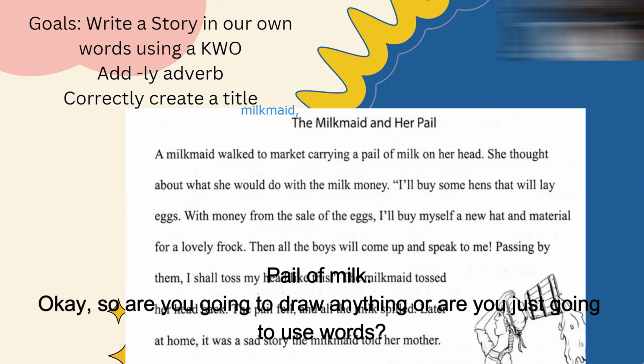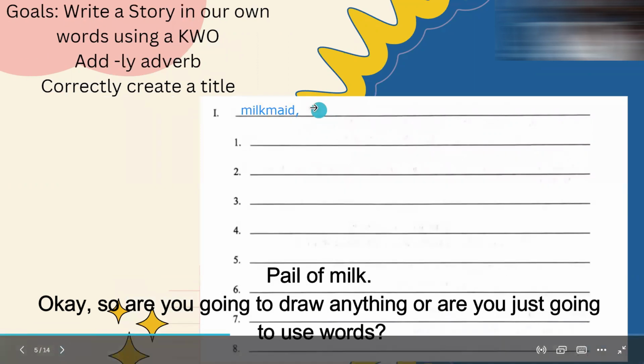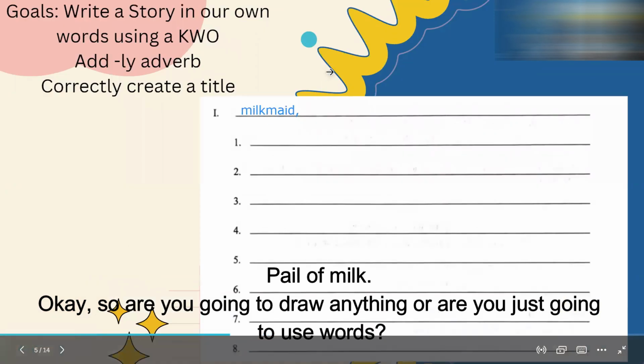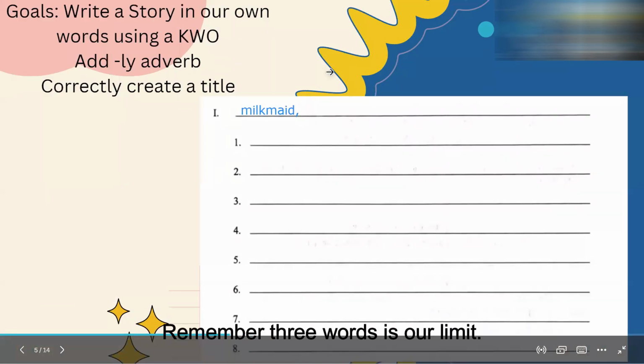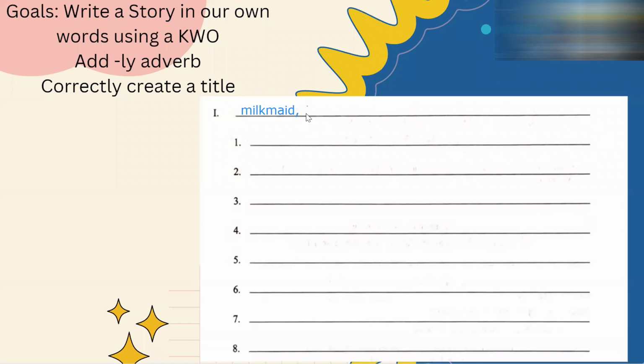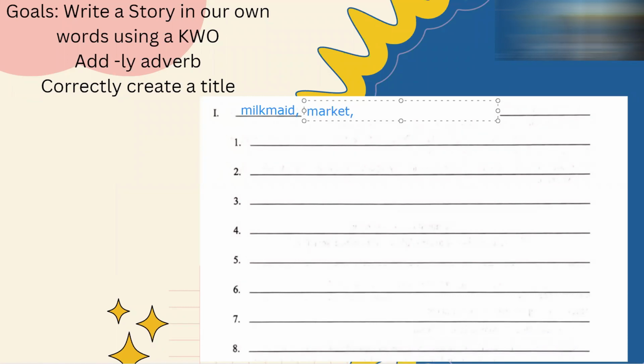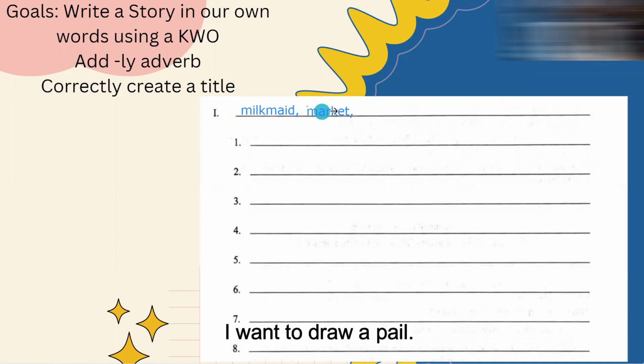Pail, milk. Okay, so are you going to draw anything or are you just going to use words? Remember, 3 words is our limit. Milkmaid, market. Could I draw a pail maybe? I want to draw a pail. Okay. That was what I wanted to say.